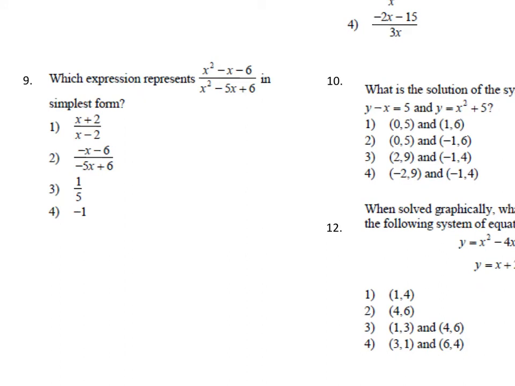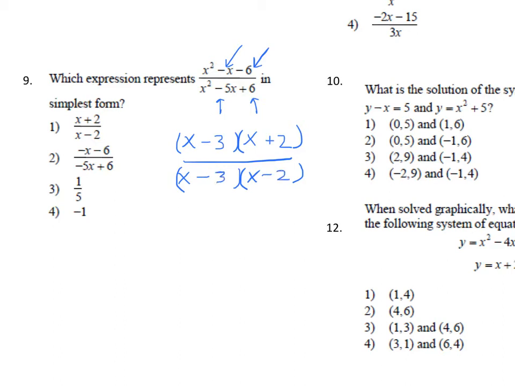Number 9, when we want to simplify a rational expression, the easiest way is just to factor. So when we factor here in the numerator, we want two numbers that multiply to negative 6 and add to negative 1. Those two numbers are going to be negative 3 and positive 2. And in the denominator, we want them to multiply to positive 6, which means the signs are the same, and in this case, add to negative 5. They both must be minus, and I think we get a negative 3 and a negative 2. Now we have two common factors that reduce to 1, and that gives us our answer as x plus 2 over x minus 2, or choice 1.